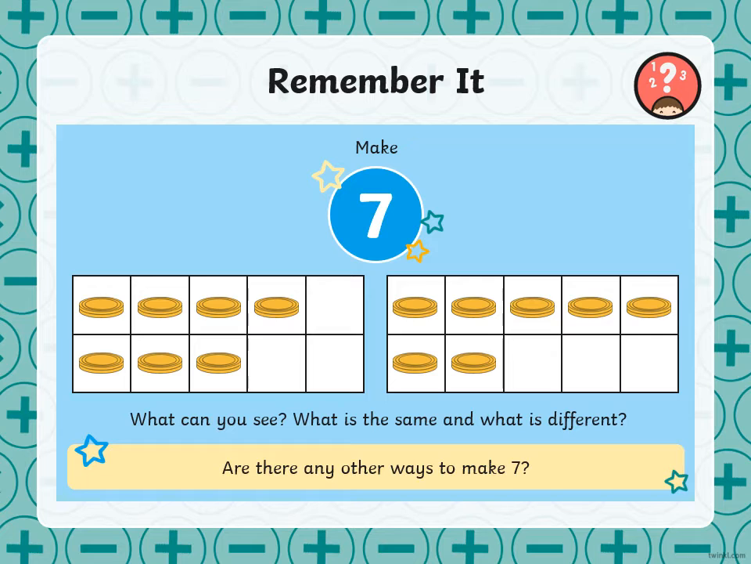So are there any other ways to make 7? Have you made it differently? Have a think. Have you made it differently? Could I make it differently next time? How could I put it on my 10 frame to look different to these? And how can I remember some different facts about making the number 7? So it'd be great to see if you want to add some photos or just draw a picture of how you've made your 10 frame.